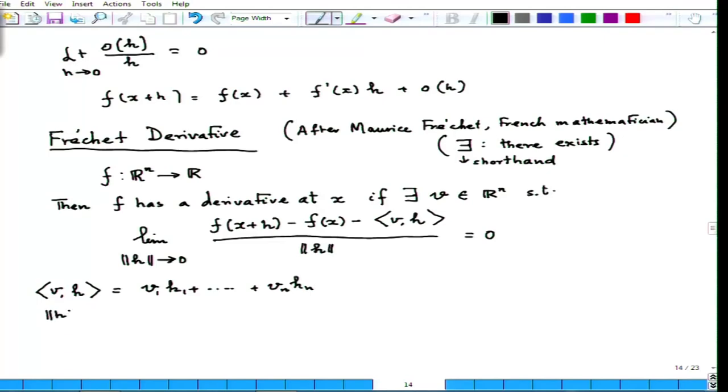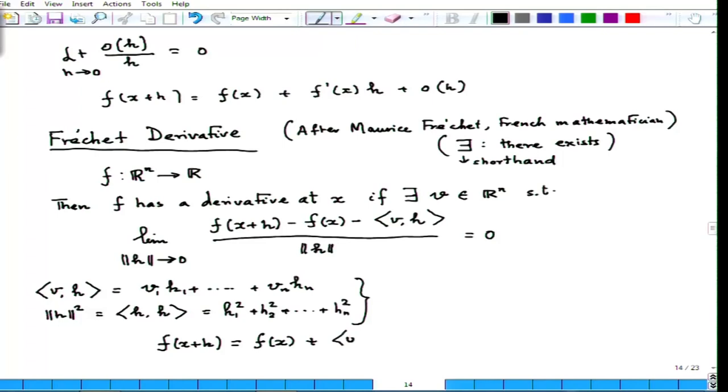And norm of h squared is nothing but the inner product of h with itself, which is nothing but the square of the Euclidean distance from 0, where h1, h2, ..., hn are the components of h. So, this is the meaning of the derivative, which also means that f of x plus h is equal to f of x plus v of h plus o of norm of h.